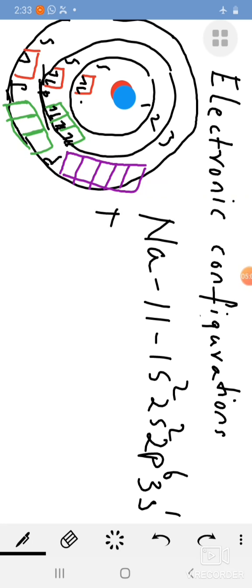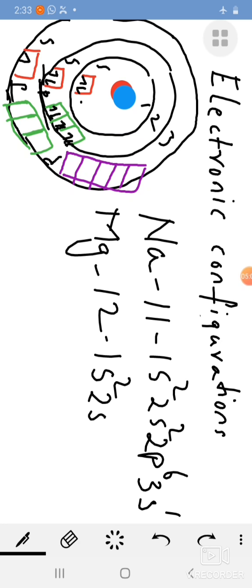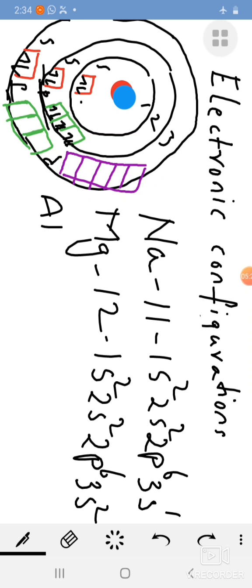The next element is magnesium. The atomic number is 12. Its electronic configuration is 1s2 2s2 2p6 3s2. Here the electron is filled. Next, up to aluminium and argon, the electrons are filled like this.